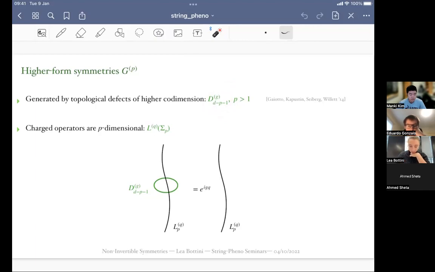So the operators charged under the symmetry are p-dimensional operators. And so this is the standard picture. This is the p-dimensional operator, which is charged under the p-form symmetry with charge Q. And it naturally links with the D minus p minus 1 defect associated to the p-form symmetry. And then you can shrink the symmetry generator away, and you're going to be left with the p-dimensional operator charged under the symmetry and a phase factor that measures the charge of the p-dimensional operator under the p-form symmetry.